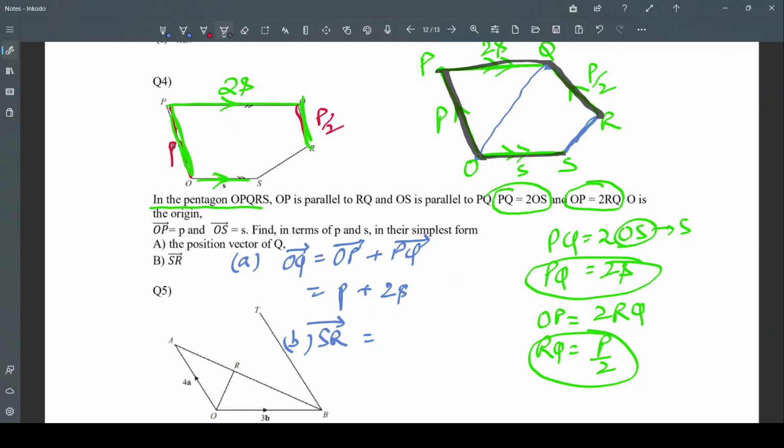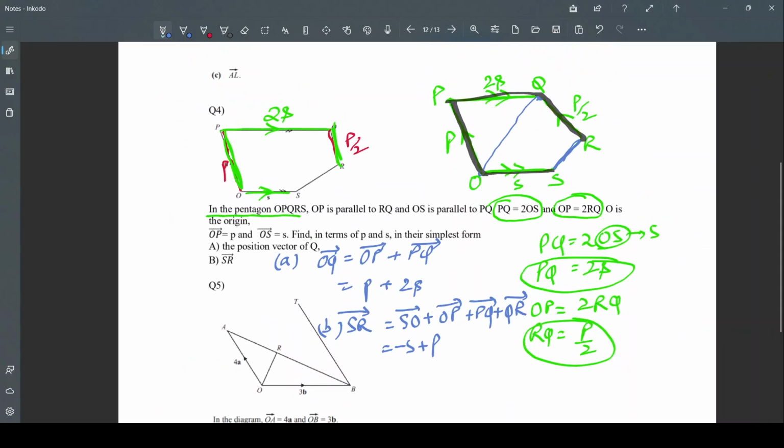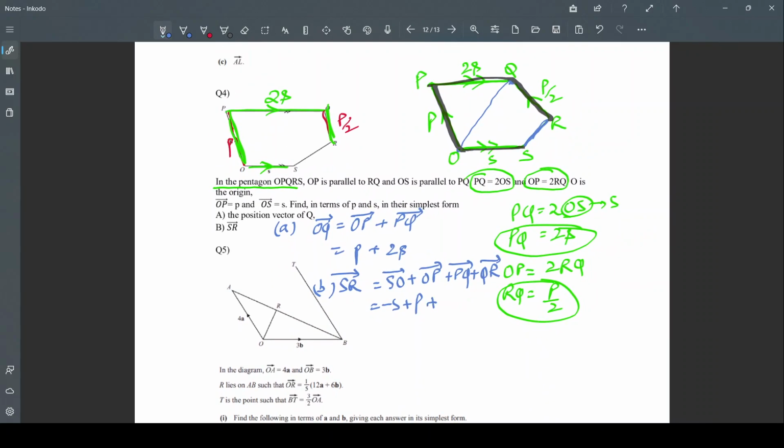So SR will be equal to SO plus OP plus PQ plus QR. So SO will be equal to minus S, because we are going opposite to that. Then OP will be equal to plus P, right? Then PQ will be equal to 2S. Then QR will be equal to minus P by 2.